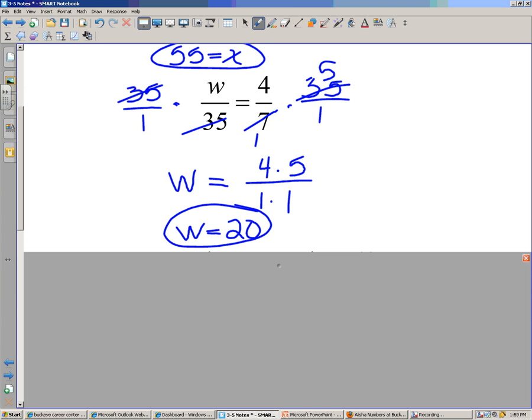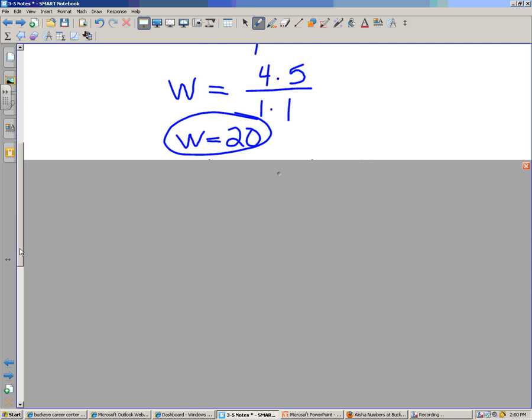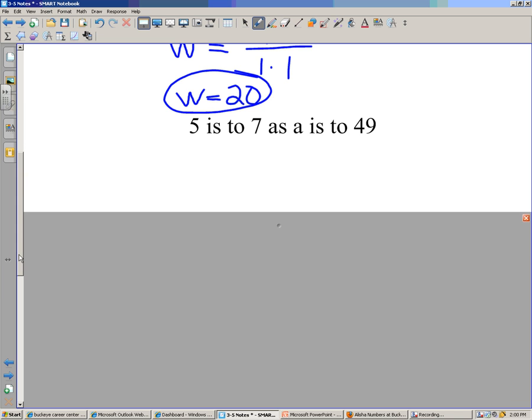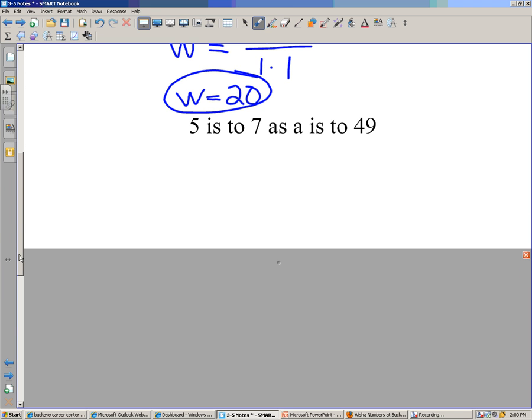So not too bad. Once you have the proportion set up, it's just solving equations. Let's do another one. Now, this one's written different. It's written a lot different. Now, 5 is to 7 as A is to 49. What am I looking for? Remember the 3 different ways a ratio can be written? How to write as a proportion?